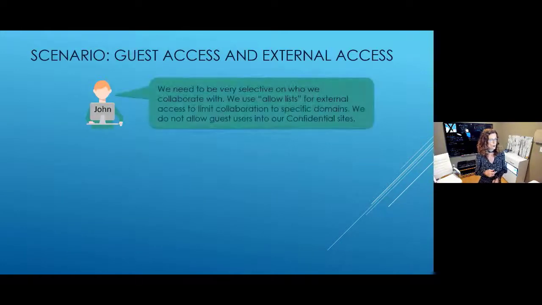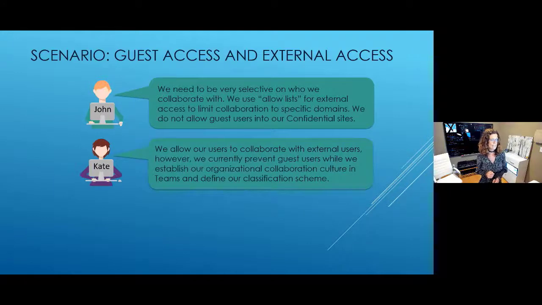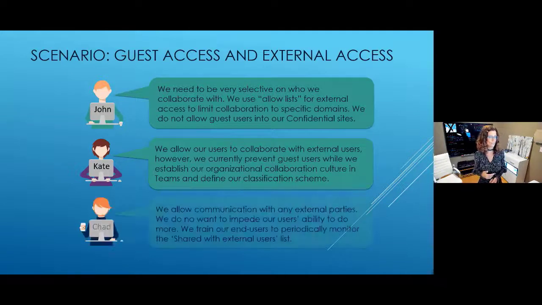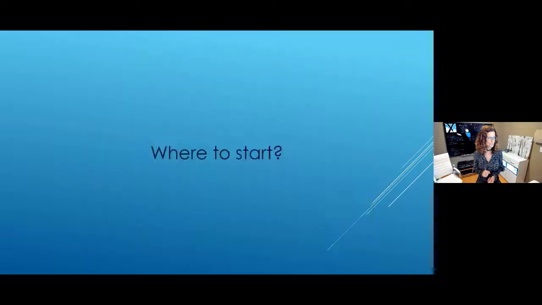So the scenarios are John at the bank, they likely would be allowing only specific domains. Kate, they allow users to collaborate. They allow collaboration with external users. However, they are still trying to define their own classification scheme on how their settings are going to align with that. And Chad, they allow communication with any kind of external party. They don't want to impede their users' ability to do more.